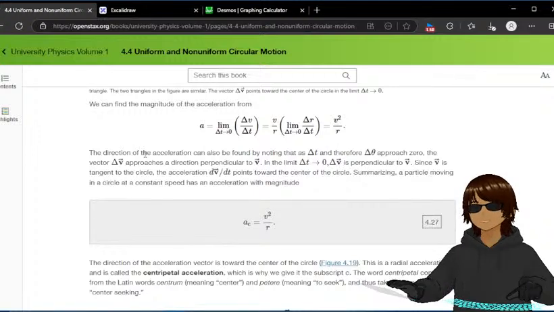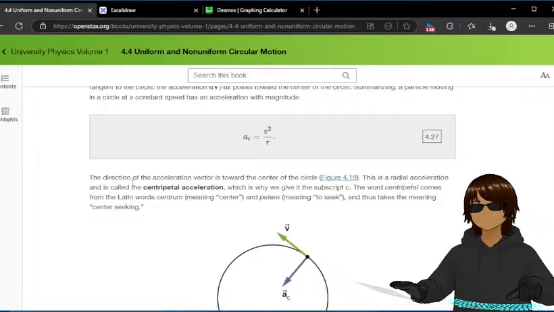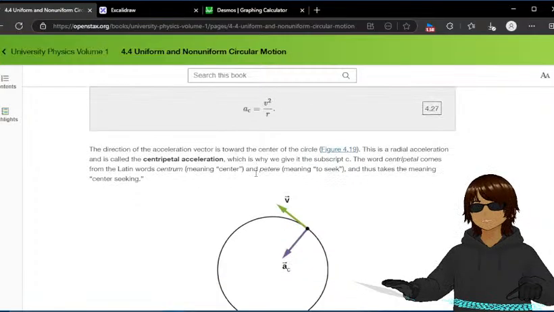The direction of the acceleration can also be found by noting that as delta t and therefore delta theta approach 0, the vector delta v approaches a direction perpendicular to v. In the limit delta t goes to 0, delta v is perpendicular to v. Since v is tangent to the circle, the acceleration points towards the center of the circle. Summarizing, a particle moving in a circle at a constant speed has an acceleration with magnitude v squared over r. The direction of the acceleration vector is towards the center of the circle.